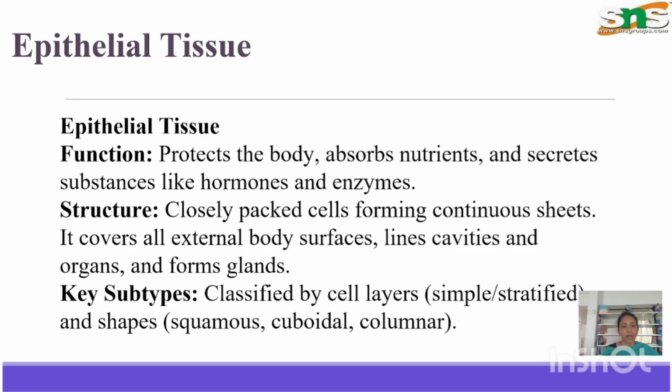Epithelial tissue's primary function is to protect the body, absorb nutrients, and secrete substances like hormones and enzymes. As we saw in the earlier slide, its function is to secrete, mainly hormones and enzymes. Structure: closely packed cells forming a continuous sheet. It covers all the external body surfaces, lines the cavities and organs, and forms the glands. Key subtypes are classified by cell layers, simple or stratified, and the shapes are squamous, cuboidal, and columnar.